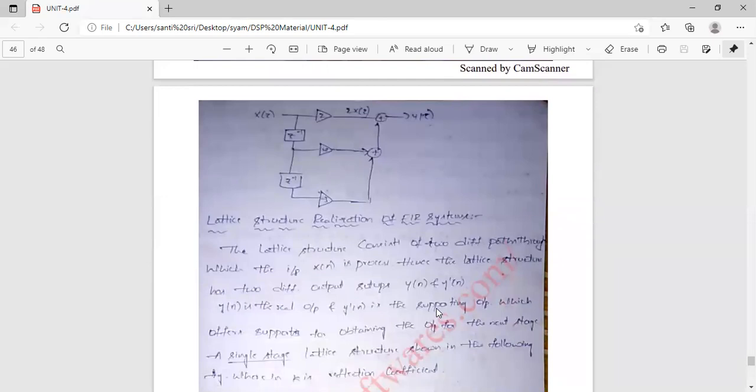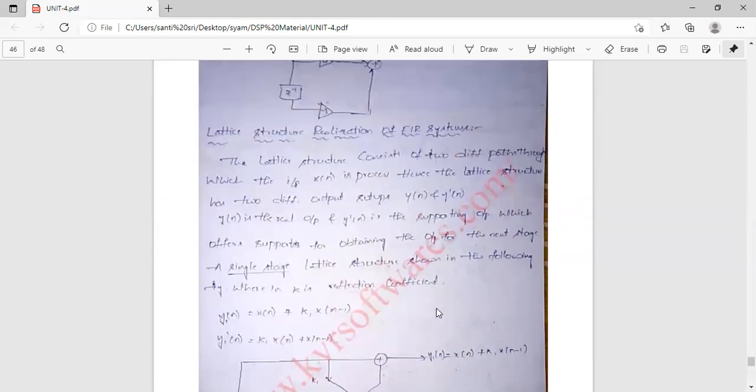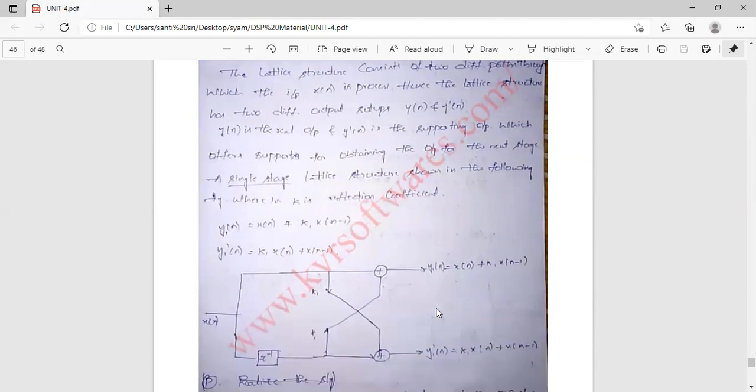Next one is lattice structure realization of FIR systems. Okay, so the lattice structure consists of two different paths through which the input x(n) is processed. Hence, the lattice structure has two different outputs, that is y(n) and y dash(n).